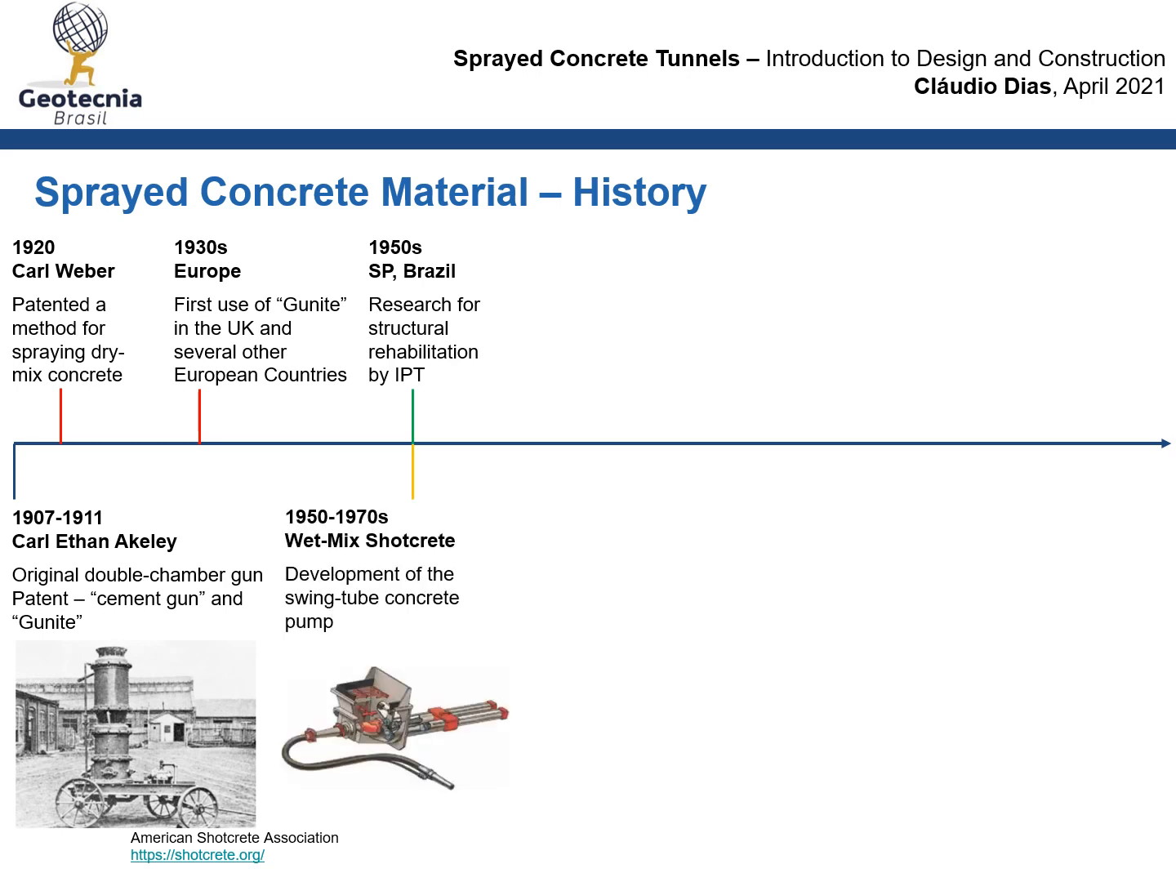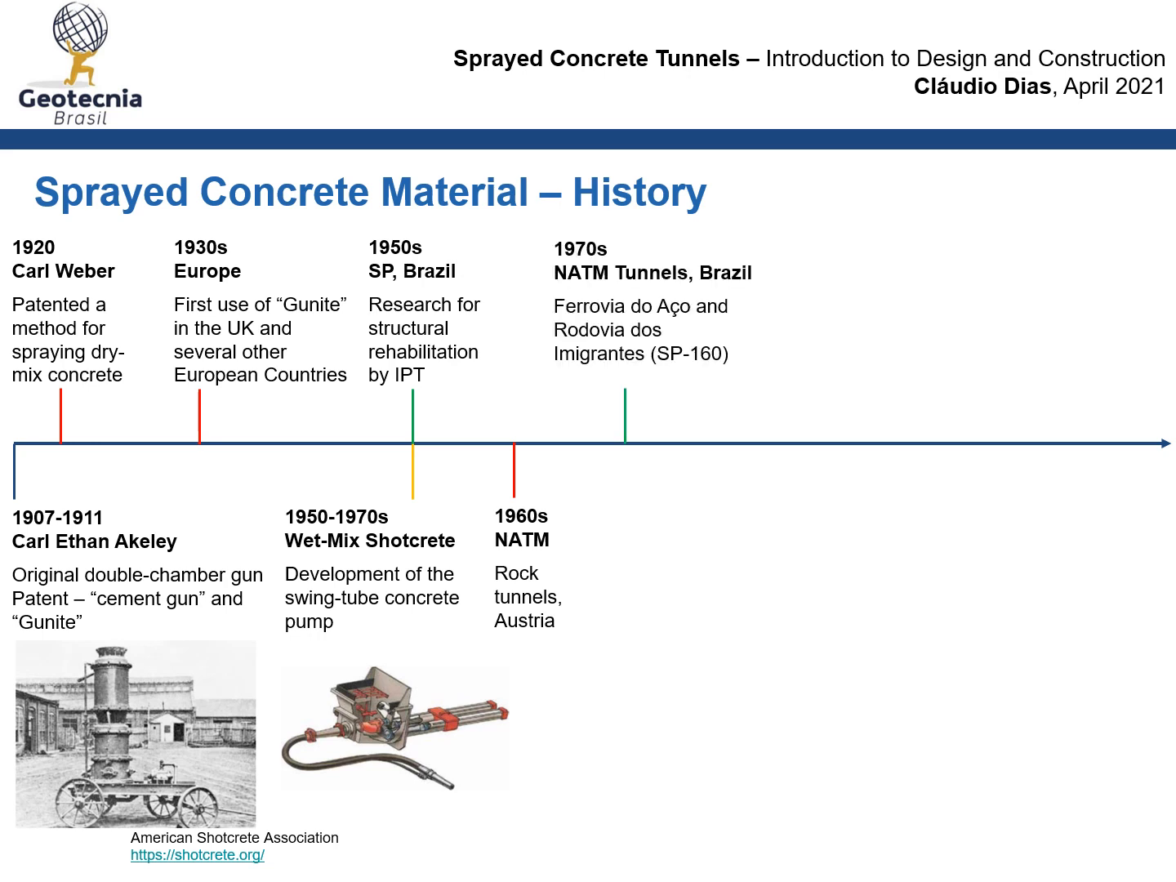The next 2 decades are followed by several developments in materials and equipment, particularly the swing tube concrete pump that enabled the creation of wet mix shotcrete. In the 60s, the New Austrian Tunneling Method for rock tunnels is developed in Austria. The 70s sees the first use of NATM in Brazil for the Ferrovia do Aço and Rodovia dos Imigrantes tunnels.